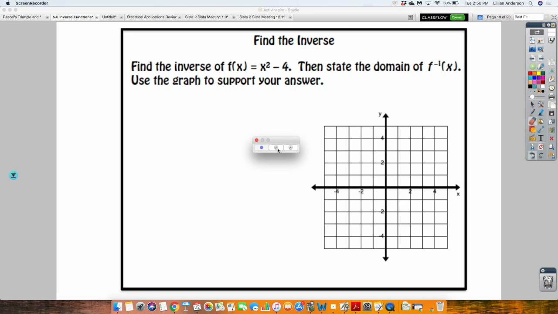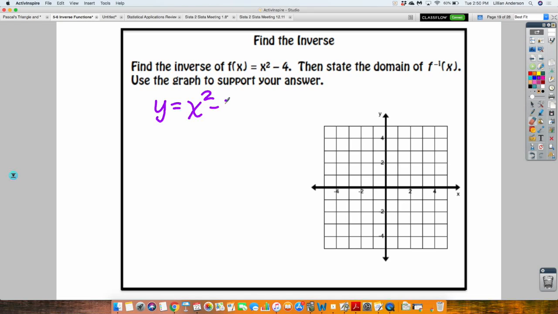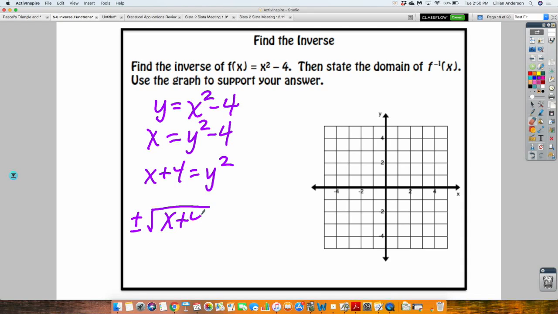All right. So we have to find the inverse of f of x equals x squared minus 4. I think everyone did okay with finding the inverse. Some of you went straight into changing f of x to y, switching x and y, and then solving. So you add 4, and then you take the square root. When you take the square root in an equation, what do you have to remember that a lot of you did not remember? Plus or minus. It's going to be plus or minus the square root of x plus 4.